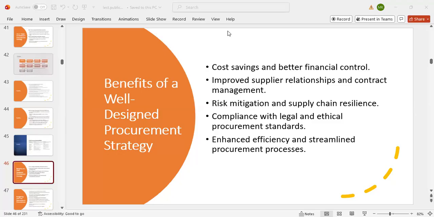Vivian Agbado, the first point. Cost saving. So what does that mean? Explain. Benefits of well-designed procurement. It means if your procurement is well strategized, if you strategize your system very well, the cost that you incur in procuring your items will be lesser than when it is not well programmed.